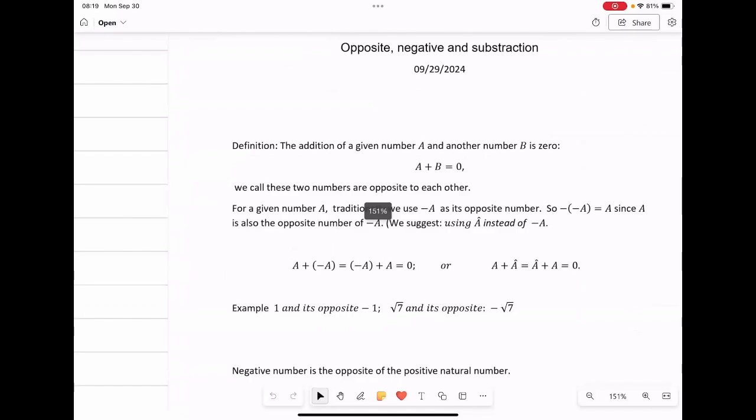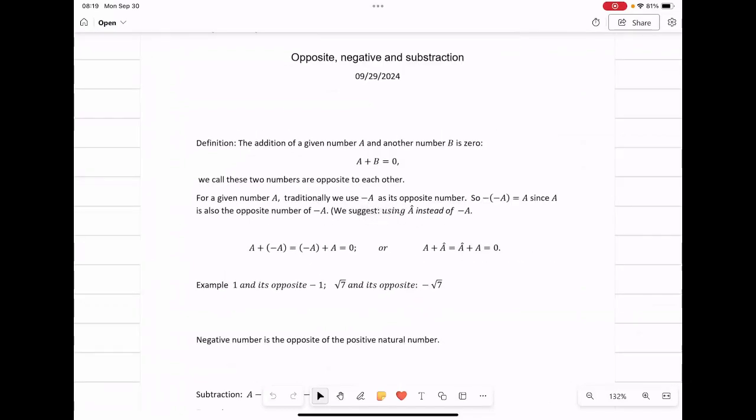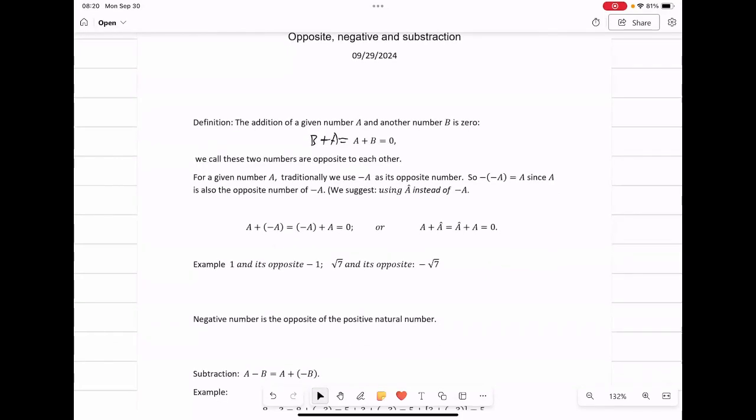Here's the definition. We define two numbers, A and B, as opposite to each other if A plus B equals B plus A equals 0. If two numbers satisfy this property, they are called opposites of each other. For a given number A, traditionally we use minus A as its opposite number. And then you can see that the opposite of the opposite of A will, of course, be A. That's the way we write that down.